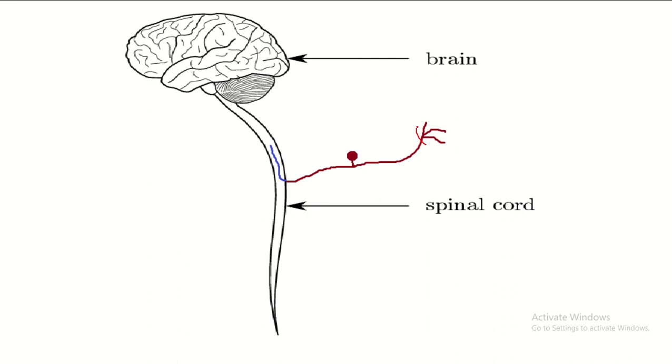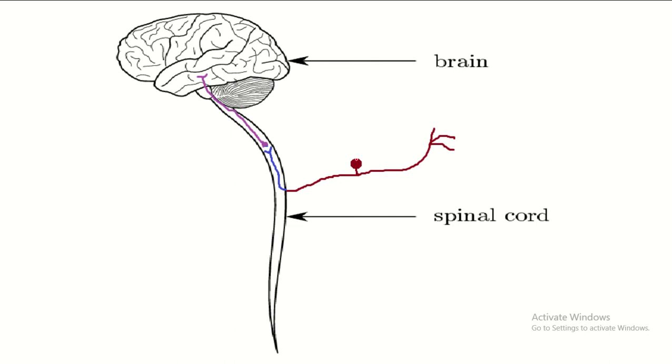So this is the receptor. This is a pseudounipolar neuron or sensory neuron. It has one process which is divided into two, this is the peripheral process, this is the central process. The terminal portion of the peripheral process is converted into the receptor. So this receptor receives sensory information and it is carried toward the central nervous system.